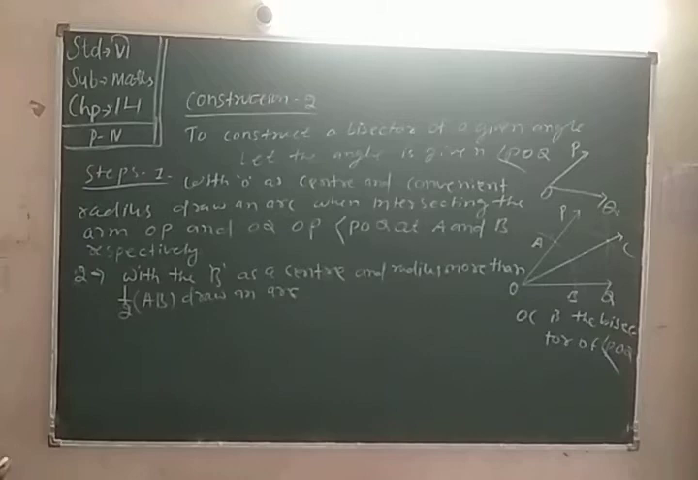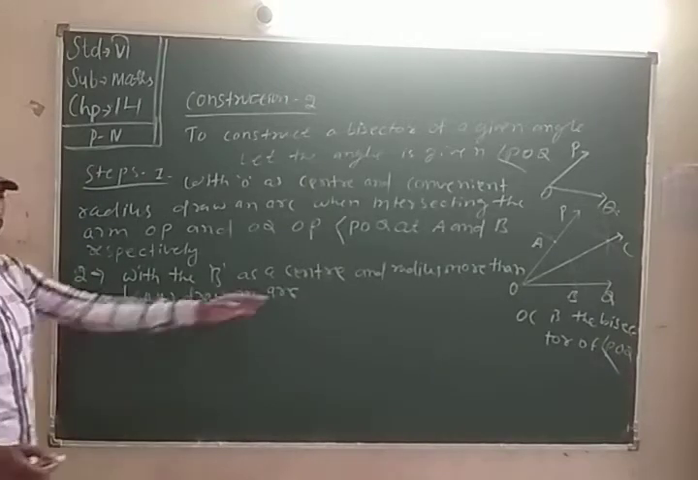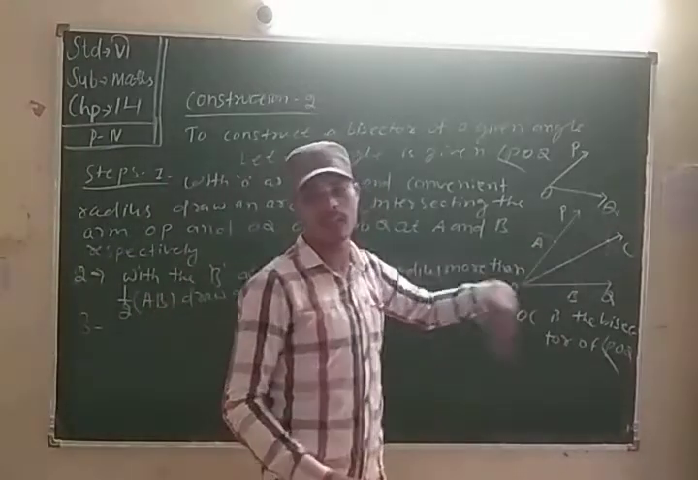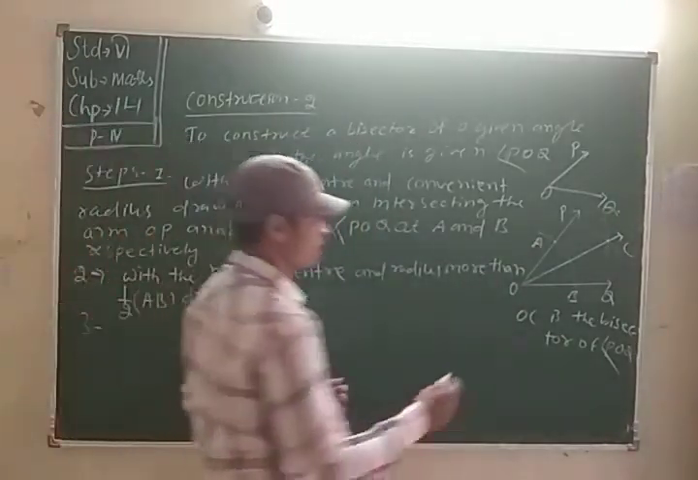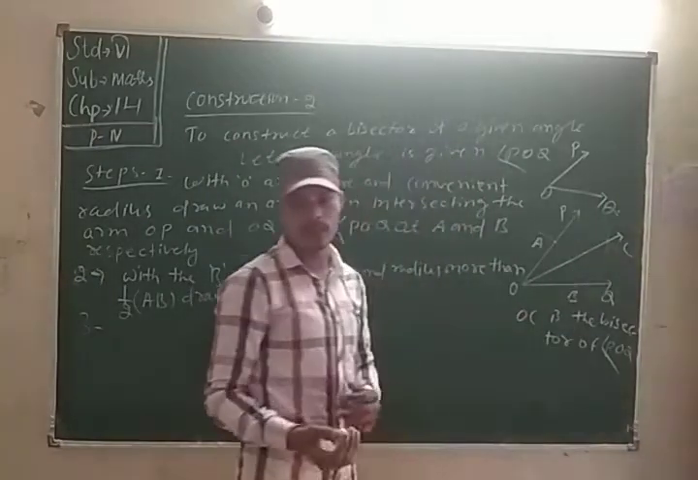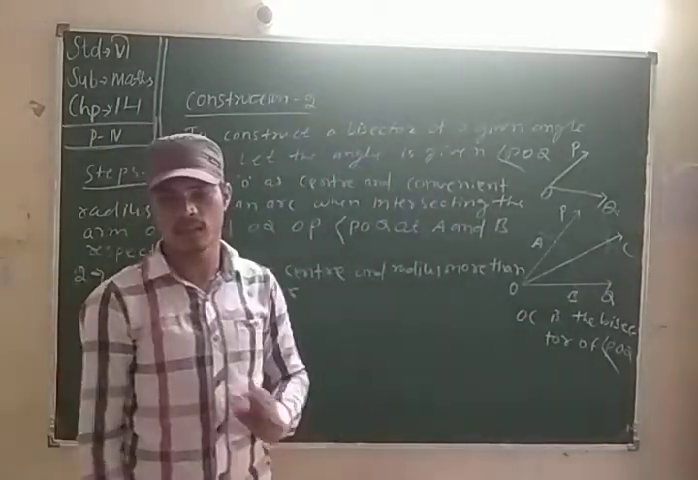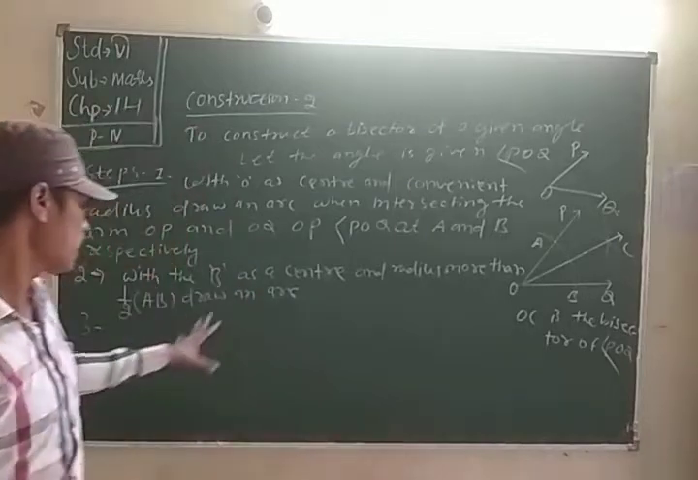Now we know about step 3. When we draw the arcs, in the same way we get the point C. Now join O and C. Clear about this? Then we get the required line.